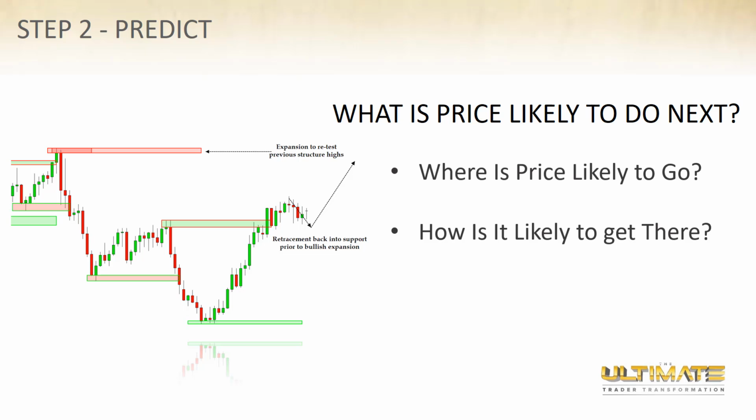So one way would be to go straight up to that next resistance level. Another way would be to retrace back into structure, giving us an outside return before extending to that level. So those are the two predictions that I would make looking at the price chart in front of you.